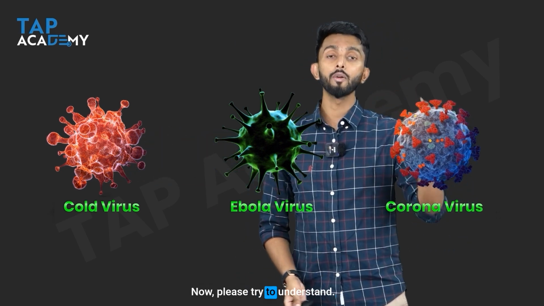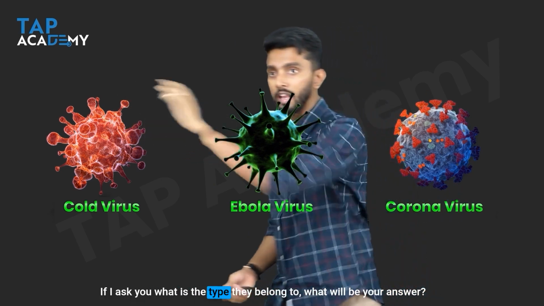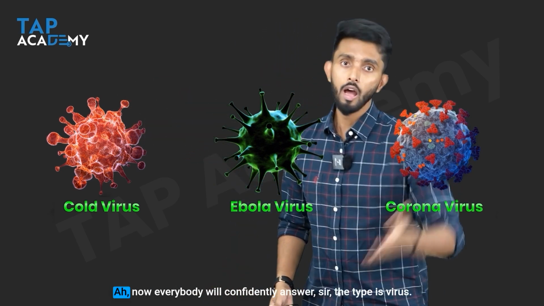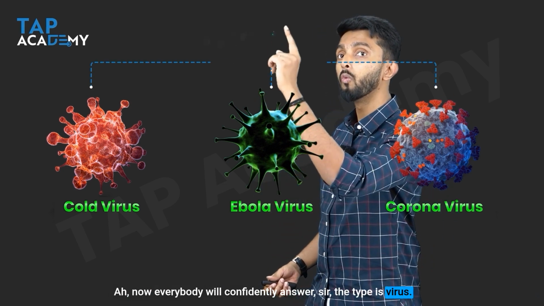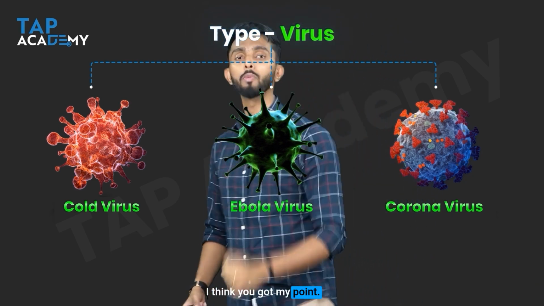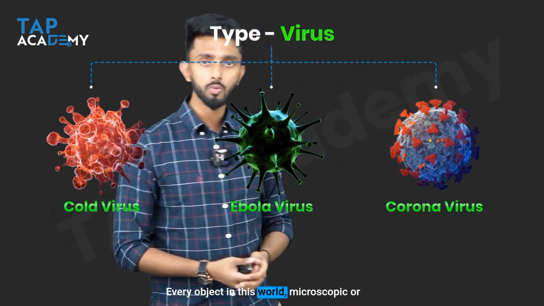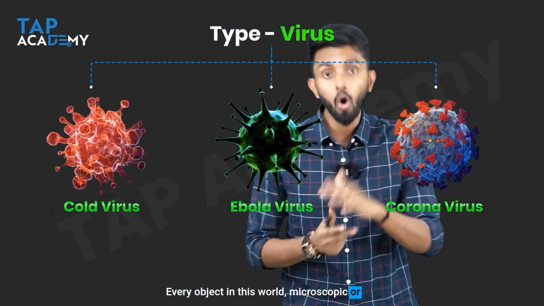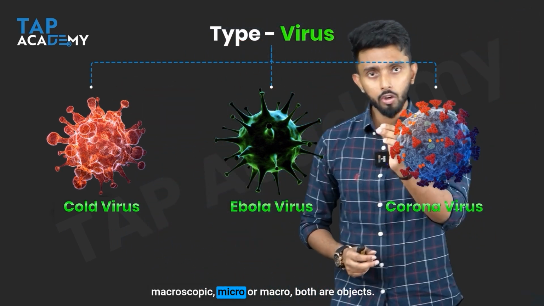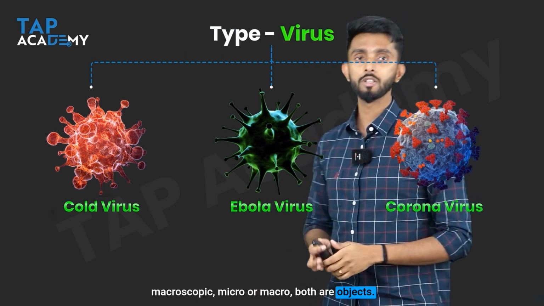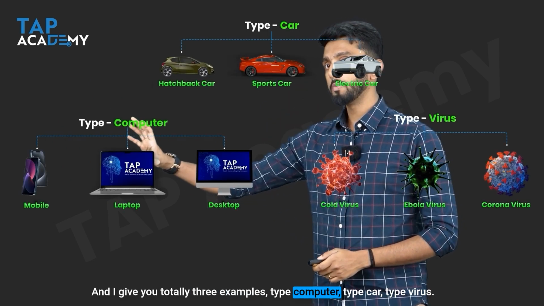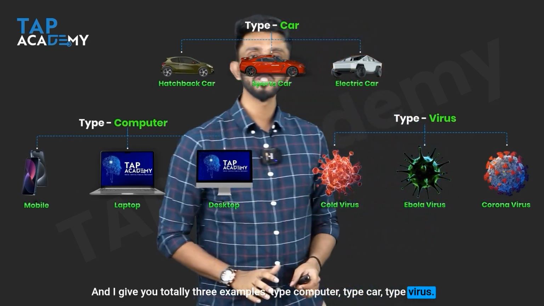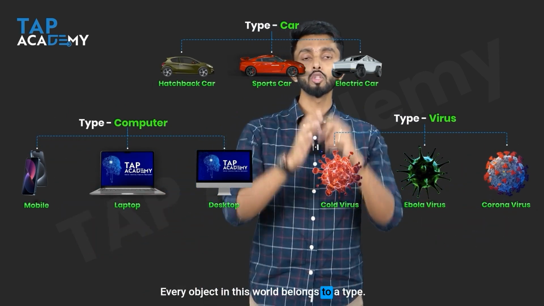Now, please try to understand. If I ask you what type they belong to, what will be your answer? Now everybody will confidently answer, sir, the type is virus. I think you got my point. Every object in this world, microscopic or macroscopic, micro or macro, both are objects. I hope you understood. I gave you totally 3 examples: type computer, type car, type virus. Every object in this world belongs to a type.